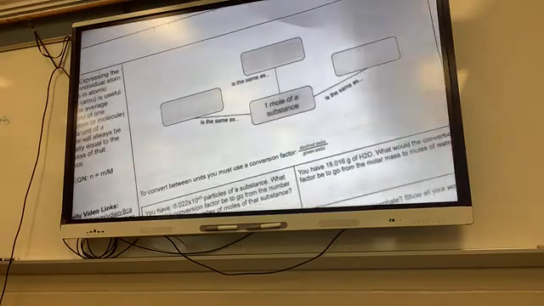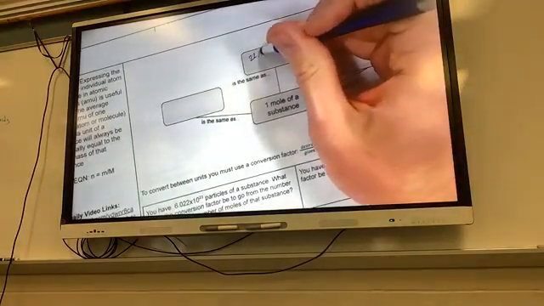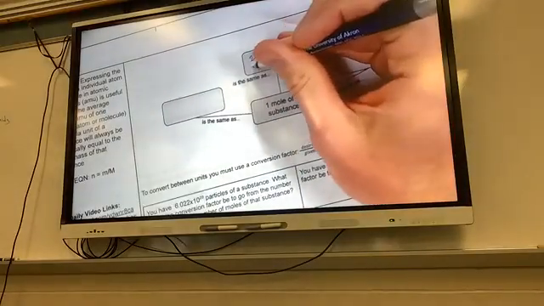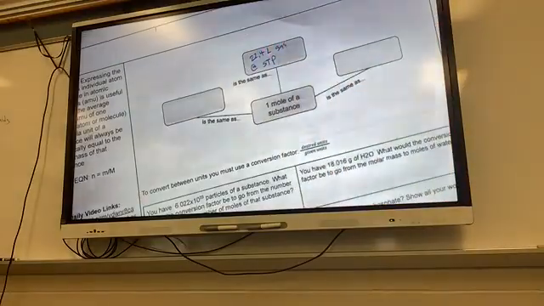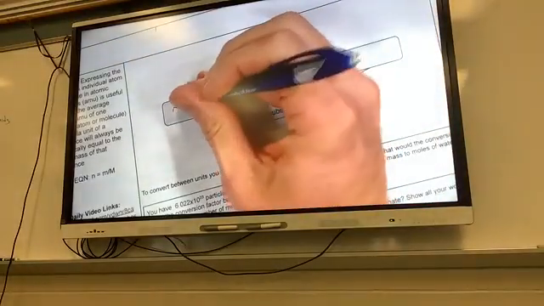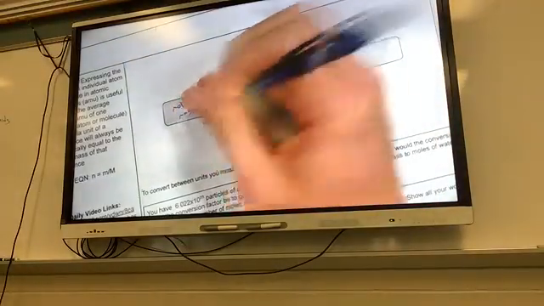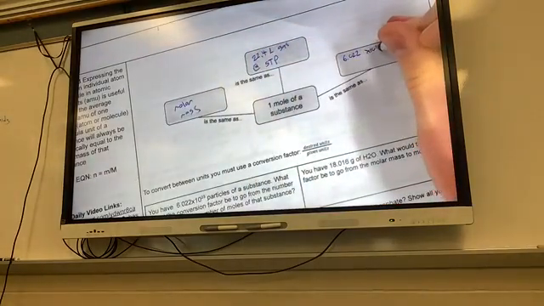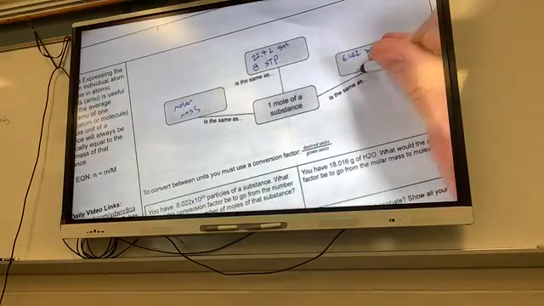So 1 mole of substance is the same as 22.4 liters of gas at STP, just to put it in graphical form. It's also the same as the molar mass. This is just putting this into a little chart. Also the same as 6.022 times 10 to the 23rd particles.